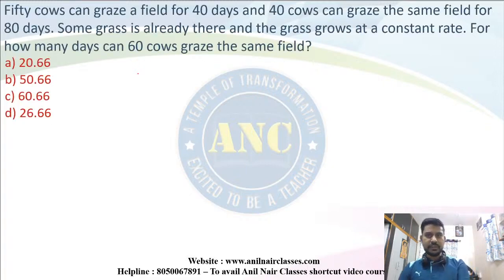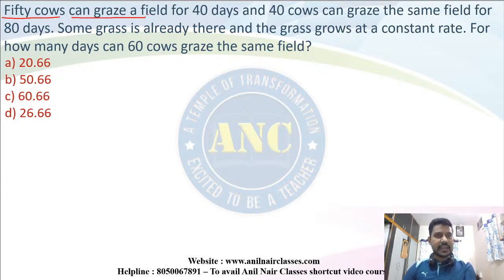Next question. Now, this is also one more variety of question. See here, the question says, 50 cows can graze a field for 40 days and 40 cows can graze the same field for 80 days. If there are 40 cows, they can graze the field in 80 days. 50 cows can graze the field in 40 days. That is what is given in the question.